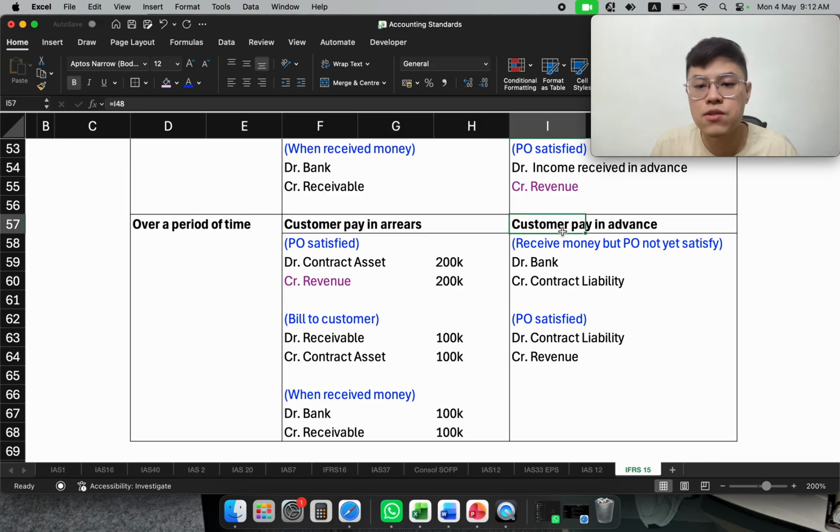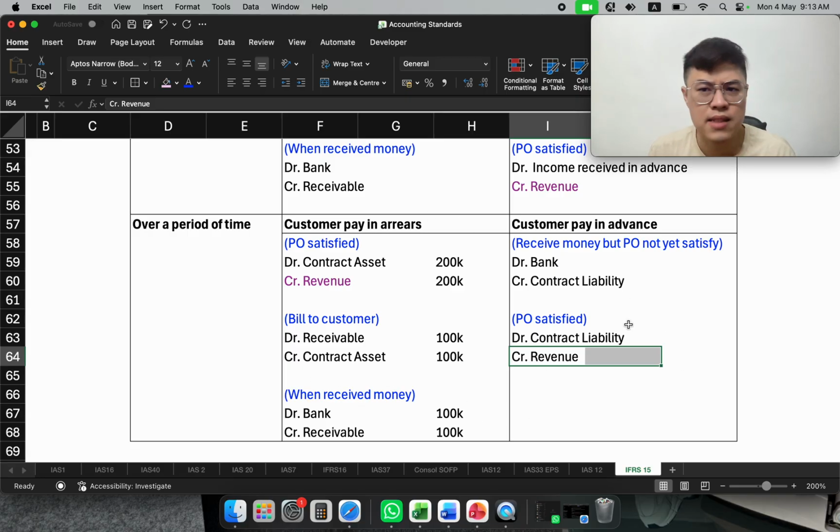If pay in advance, it's straightforward. When you receive money but the PO is not satisfied, and 2 years later only you satisfy your PO, you will debit bank, credit contract liability. Okay? And when you satisfy, you debit contract liability, credit your revenue. That's it. So this is over a period of time.